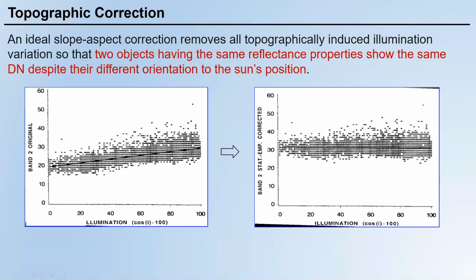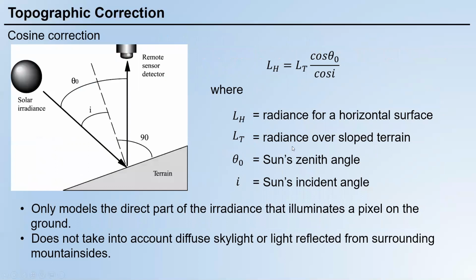So here is the mathematical rationale of the correction. Here is the formula. You don't have to memorize it, but at least you need to understand it. LH is the radiance for a horizontal surface, so it is the corrected value. LT is the radiance over sloped terrain, so this is the pixel value before correction. It's about geometry.